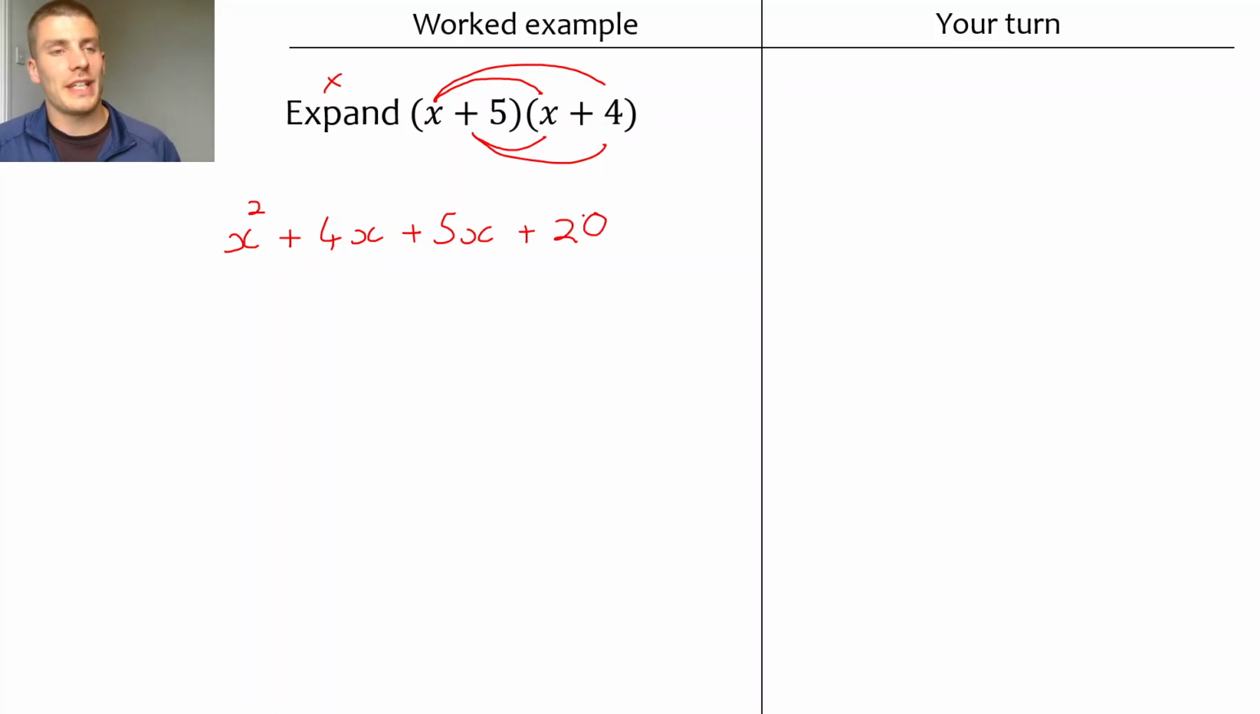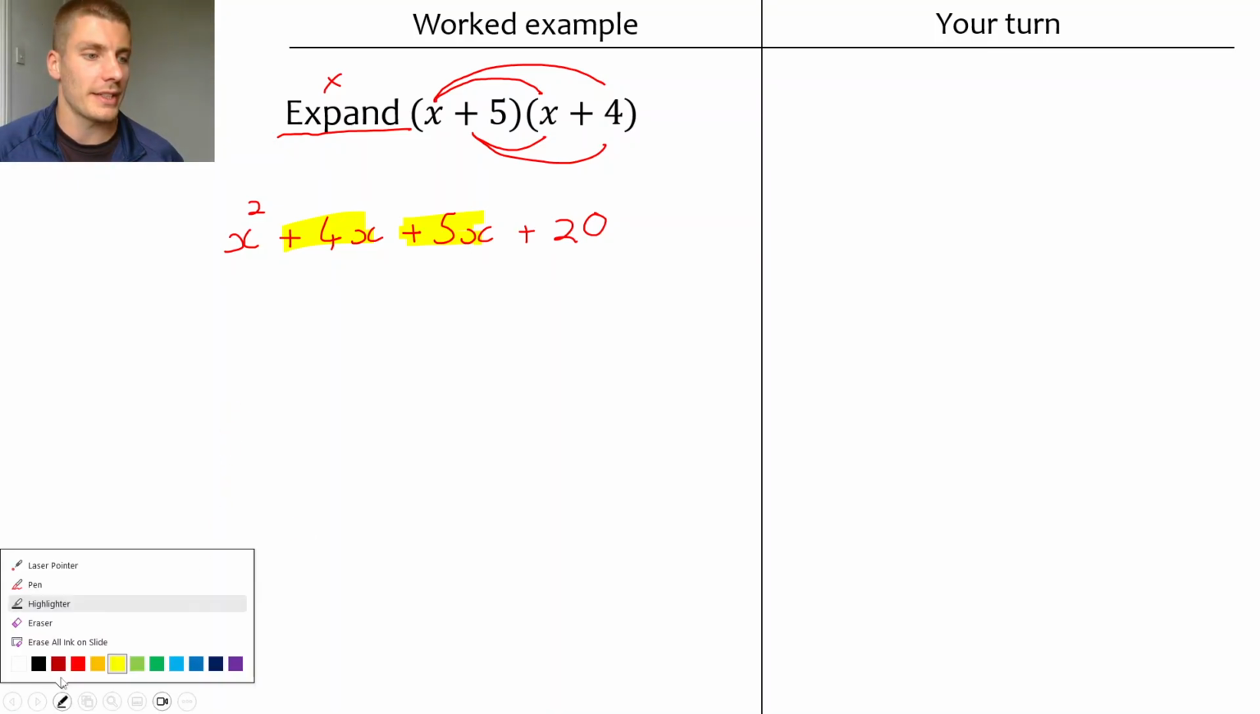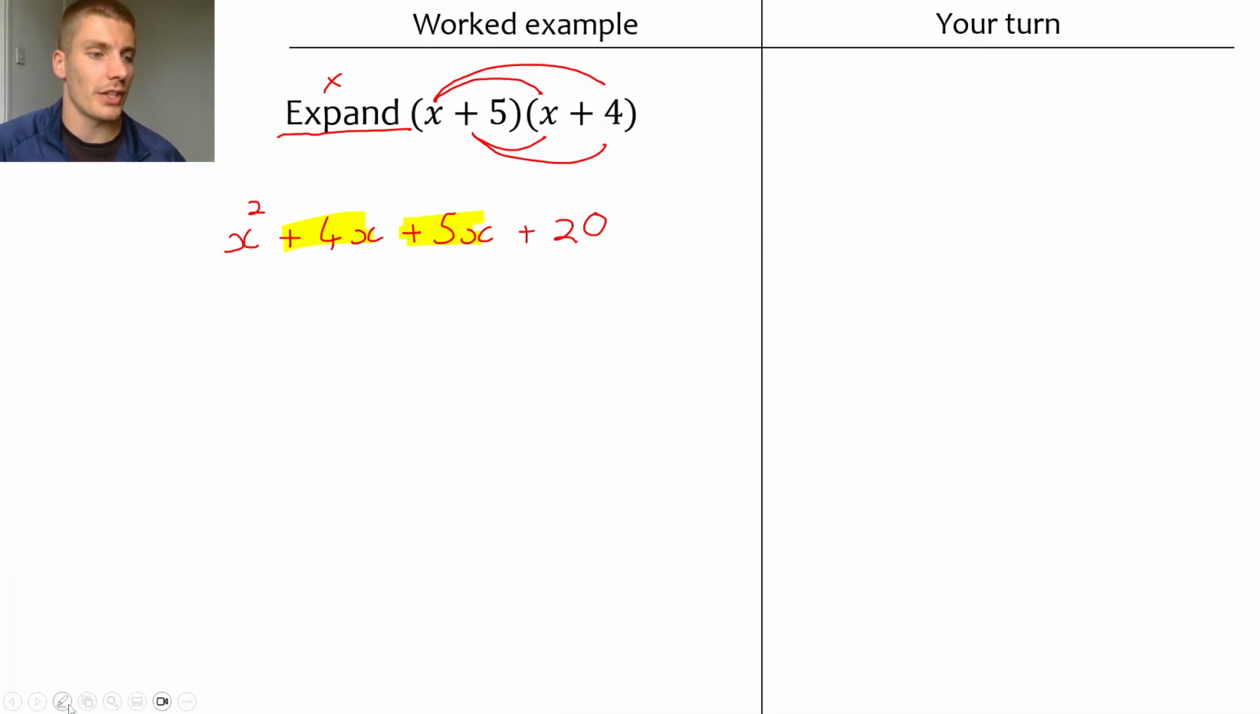Now, really, the question should say expand and simplify. What you've done so far, you've expanded, you've multiplied out the brackets, you've now got to simplify. You should always simplify where possible, and you simplify by collecting like terms. Here, you've got a plus 4x, and you've got a plus 5x. These are like terms because they've both got the same variable, x. And of course, 4x plus 5x gives you 9x. So this will go to 9x.